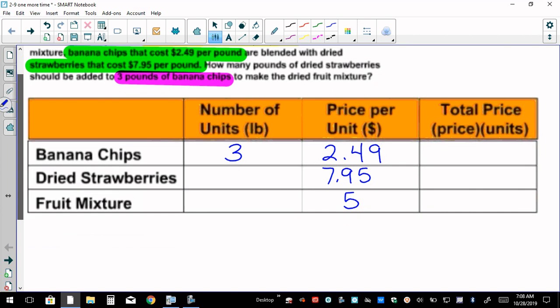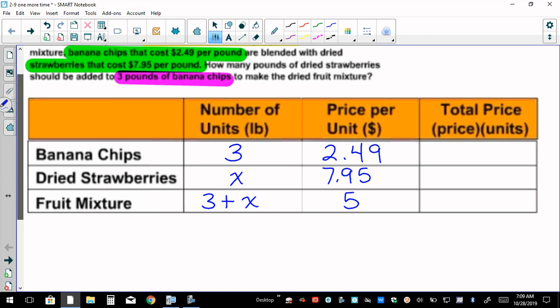Now we've got to figure out the rest of the table. We're trying to find out the dried strawberries, so we're going to let x equal the dried strawberries. I'm going to just put x right there because we don't know how many dried strawberries we need. That's what we've got to find out. Now the fruit mixture is going to be the banana chips, 3, plus the strawberries, x, and that's going to give us our fruit mixture.